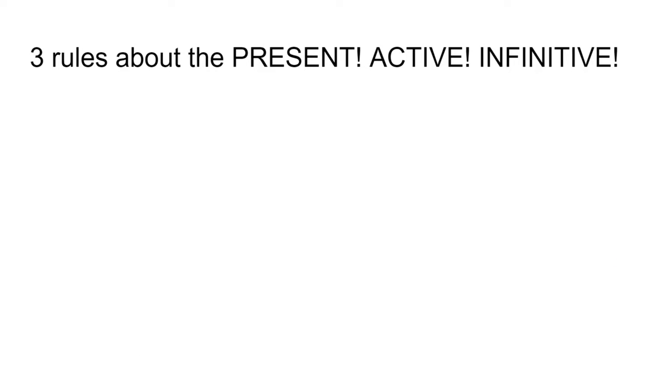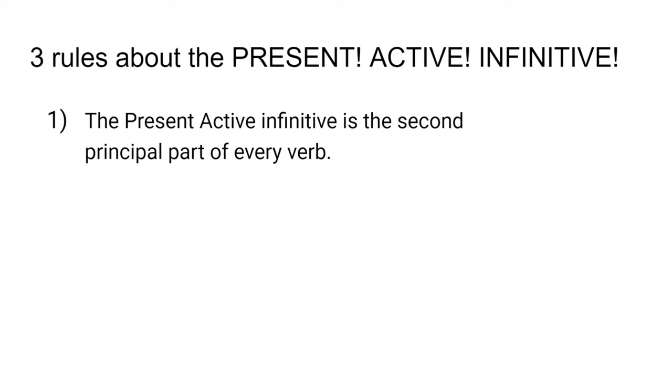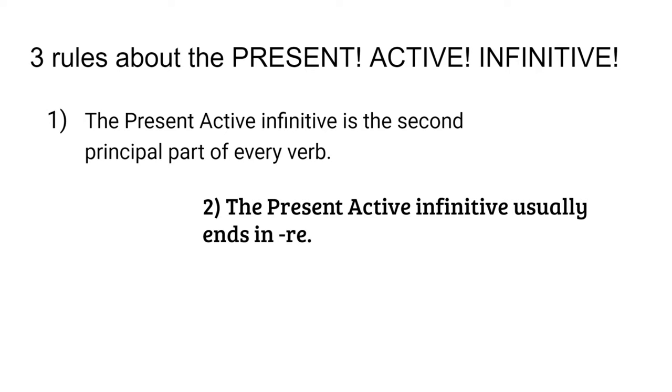So the infinitive you know already is a present active infinitive. And just to recall what a present active infinitive entails, there are three rules. You're going to be taking these notes on your paper. Number one, and you can abbreviate this as PAI if you'd like, it's totally fine. The present active infinitive is the second PP of every verb. So if I give you those four principal parts of a verb, the second one is the present active infinitive every time. You can identify this form easily because it usually ends in -re.